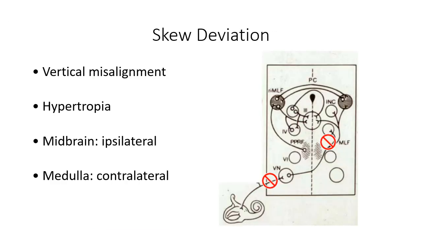So you can also get a vertical misalignment from a skew deviation where the one eye will be higher than the other, and you can localize this to the hypertropia based upon the level of injury. So in a midbrain lesion, the lesion is typically ipsilateral to the hypertropia, and it will also be associated with lid retraction in that eye. And the lesion is typically contralateral to the hypertropia when it's in the medulla, and is associated with a Horner syndrome in this case. We will call this the high-high, low-low mnemonic.